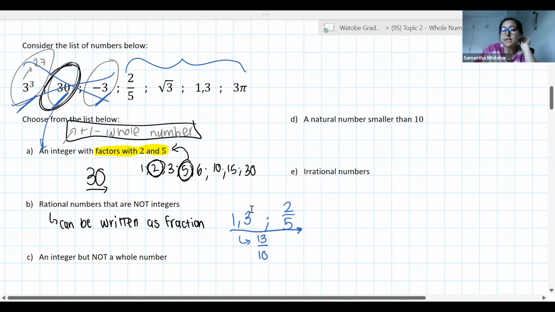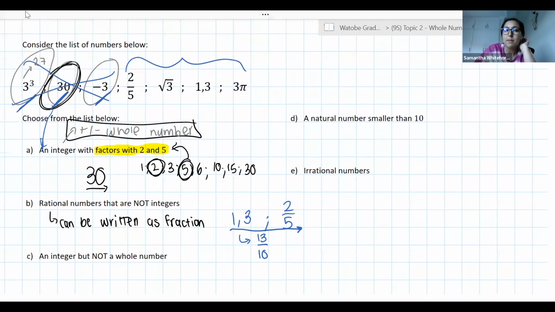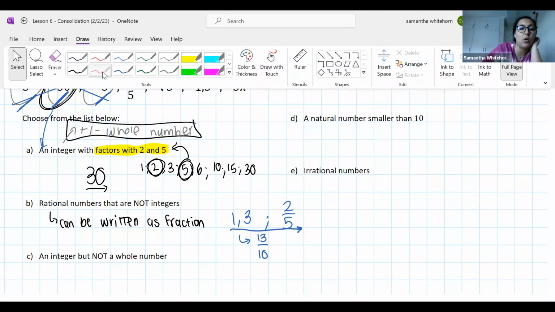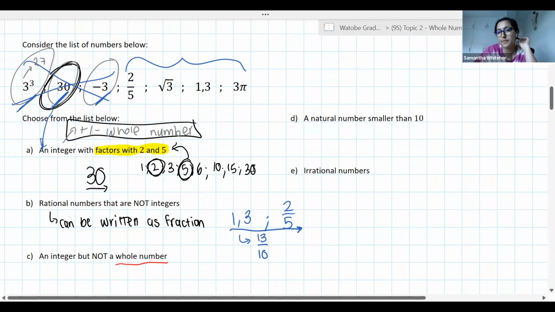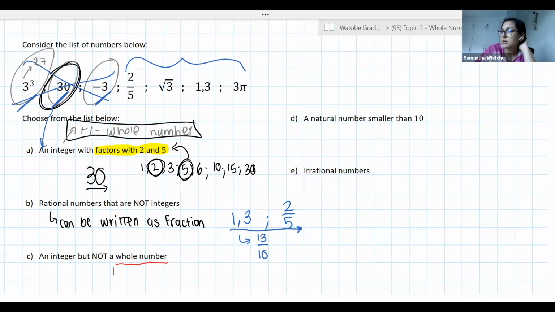Right, so question C says an integer, but not a whole number. So hands up, who can tell me what a whole number is? Koena? Hope I'm saying your name correctly. Okay. Guys, remember when I call on your name, 5 seconds to unmute and then I move on. Tato, what is a whole number?